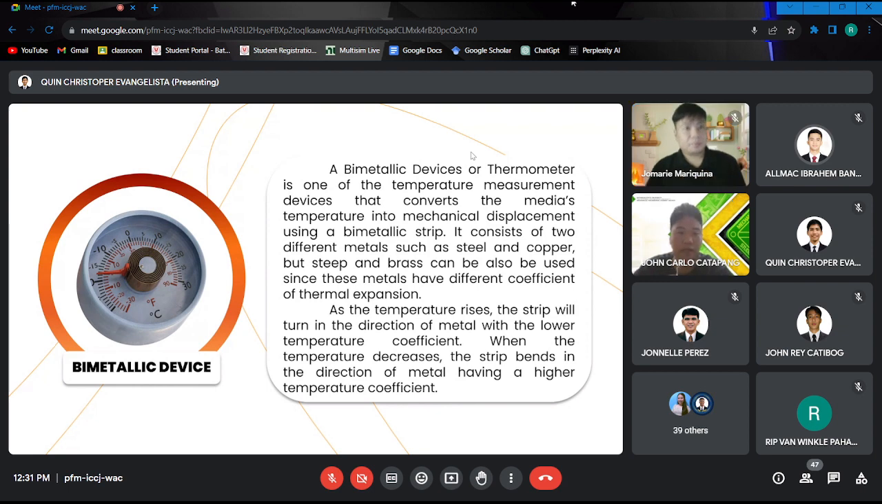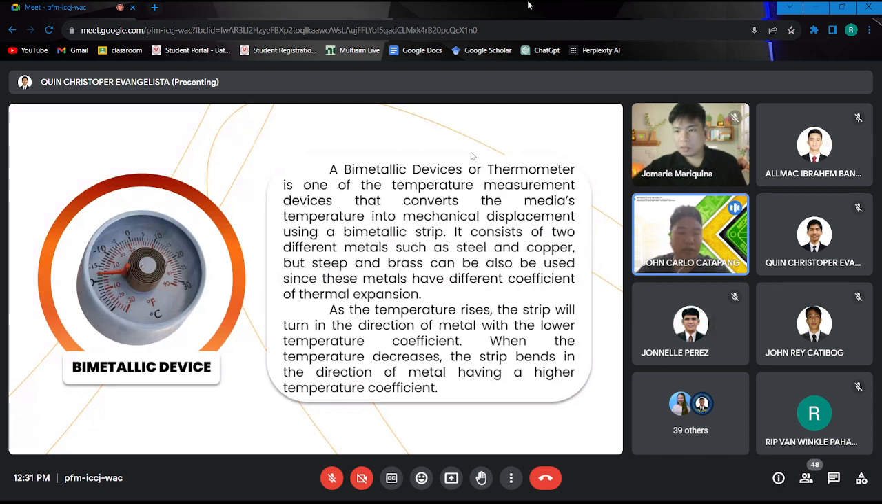Good morning po. Ang atin naman pong next instrument po is the biometallic device. A biometallic device or thermometer is one of the temperature measurement devices that converts the media's temperature into mechanical displacement using a biometallic strip. It consists of two different metals such as steel and copper, but strips and bars can also be used since these metals have different coefficients of thermal expansion.